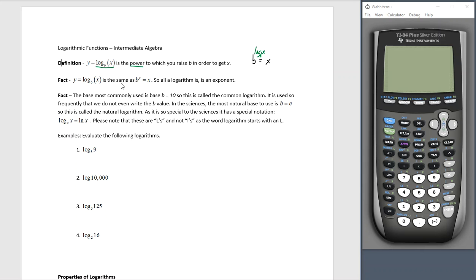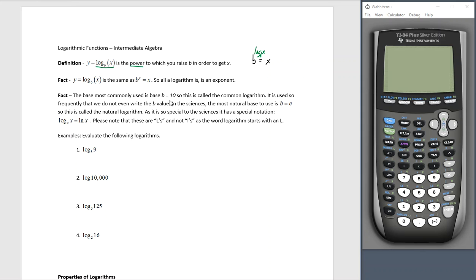That's it. And in fact, I state that right here. y equals log base b of x is the same as b to the y equals x, right? Log base b of x equals y. So b to the y equals x. Really, all a logarithm is, is an exponent. So everything we know about exponents, we also know about logarithms. If you remember that key fact, logarithms are a lot easier to deal with.